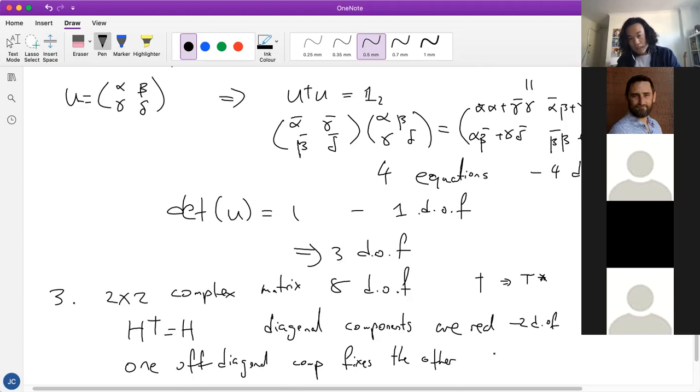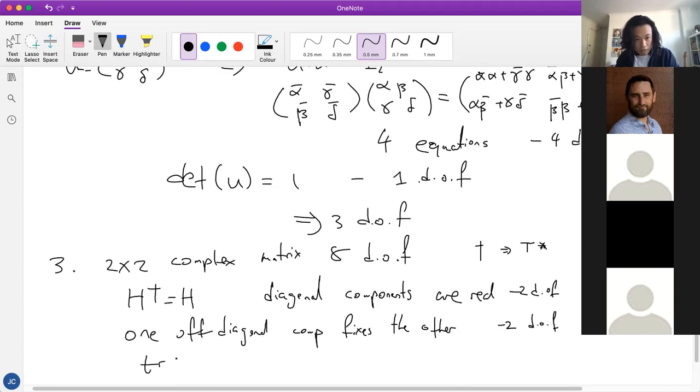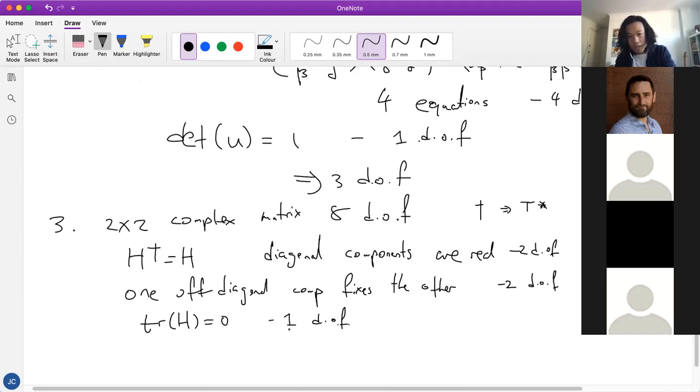So we lose another complex number because one of the components is fixed. So that's minus another 2 degrees of freedom. And finally, we're demanding it to be traceless, so trace of H is equal to 0. So that's minus another 1 degree of freedom. So altogether, again, 8 minus 5, we end up with 3 remaining degrees of freedom.